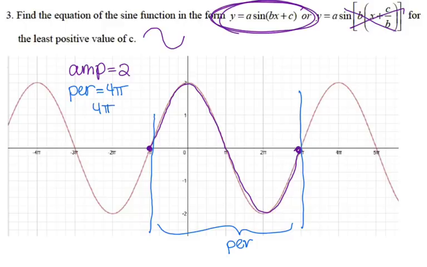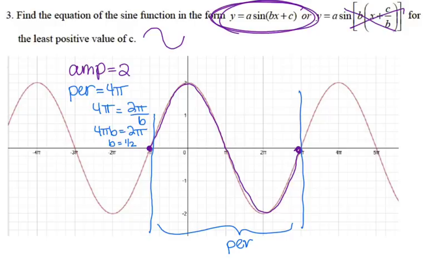So when we were finding the period on the last couple of problems, we did 2π over b, so 4π equals 2π over b. I can cross multiply, so 4πb equals 2π. Divide both sides by 4π, so I get b equals 1/2. So I have my amplitude, I have my b, now I need to figure out the phase shift.